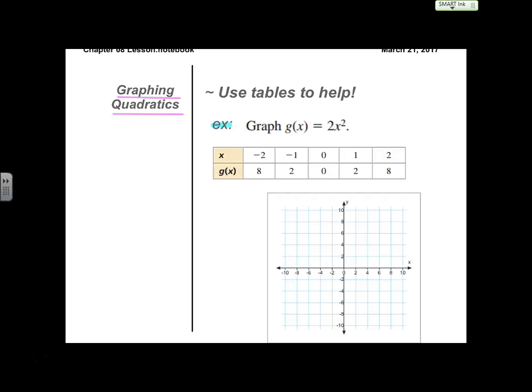We're going to use tables to help. Now, if we get into another section like 8.2, 8.3, we might have some formulas to help us know how to make tables. There are other clues that we could use to graph, like x and y intercepts and stuff like that. But for right now, at this level, the introduction to quadratics, we're just going to go ahead and use tables. Now, guys, what do you notice about this table?